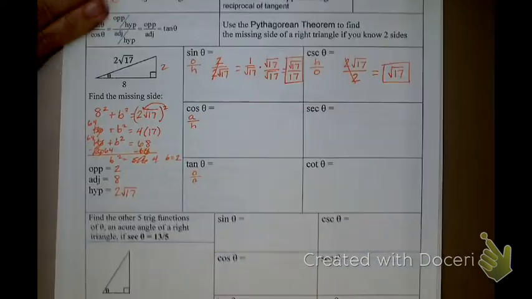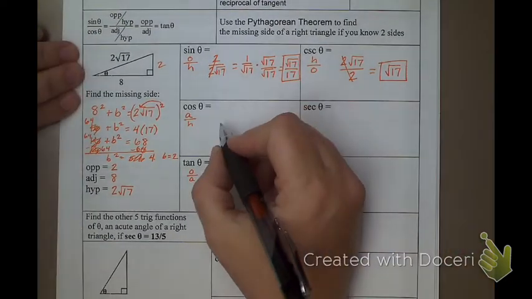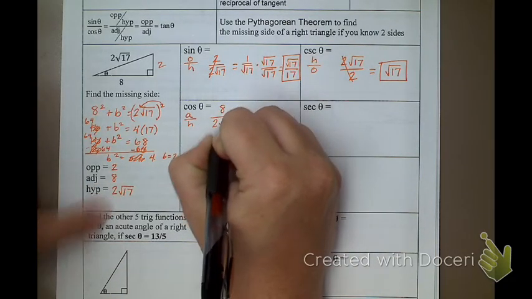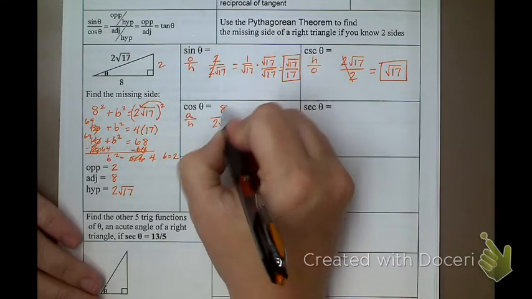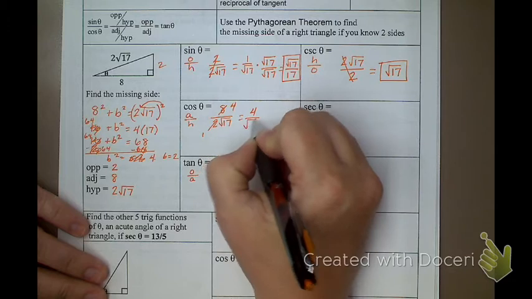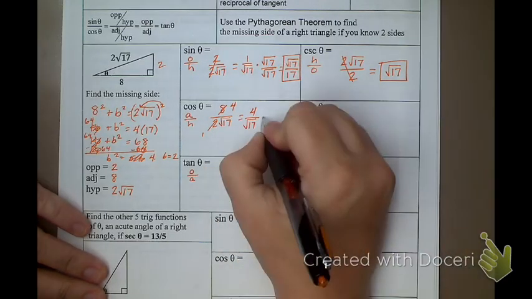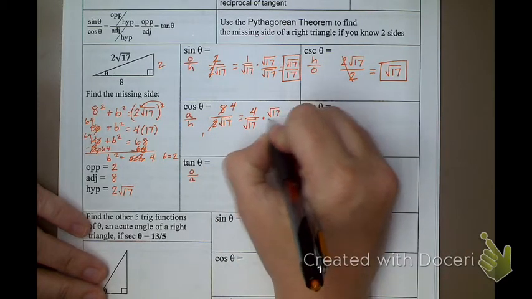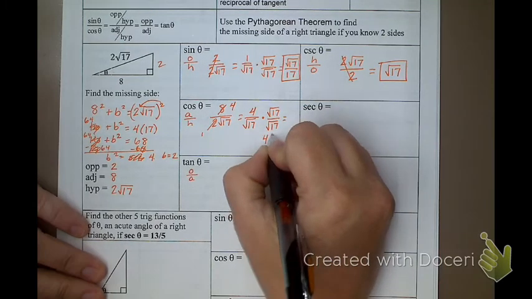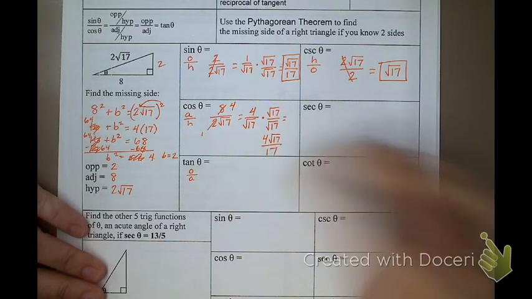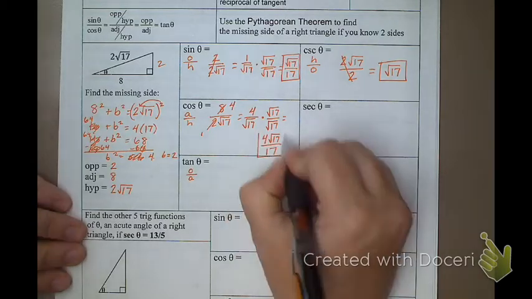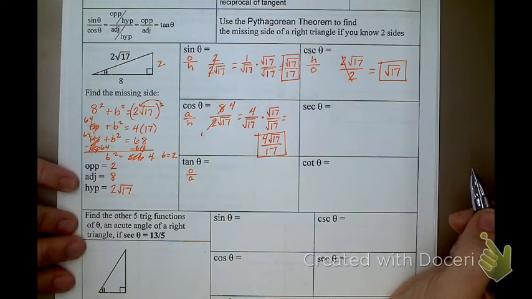Okay, let's try cosine of theta. Cosine is adjacent over hypotenuse. Well, adjacent is 8. Hypotenuse is 2 rad 17. Well, 8 over 2 is going to reduce to 4 and 1, so I have 4 over rad 17. Got to simplify that radical again, so I'm going to multiply by rad 17 over rad 17, and that gives me 4 rad 17 over 17. Last step, check to make sure these guys can't simplify. They can't, so that's what my cosine is.